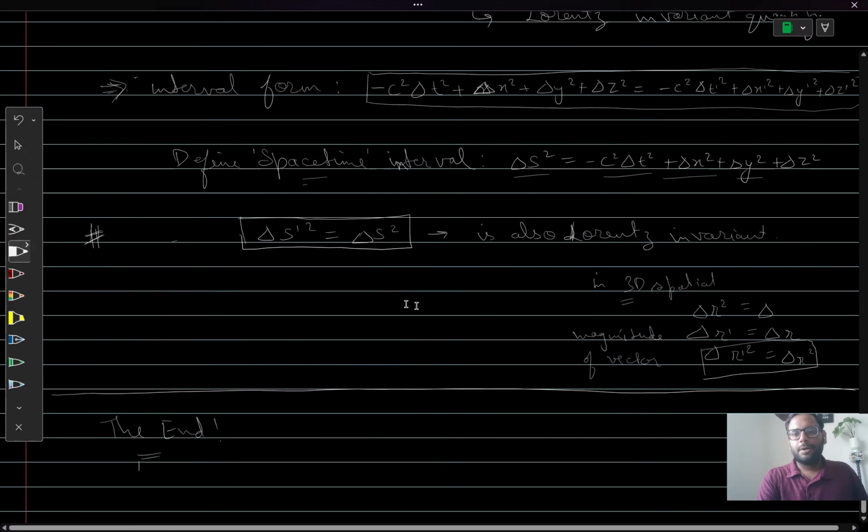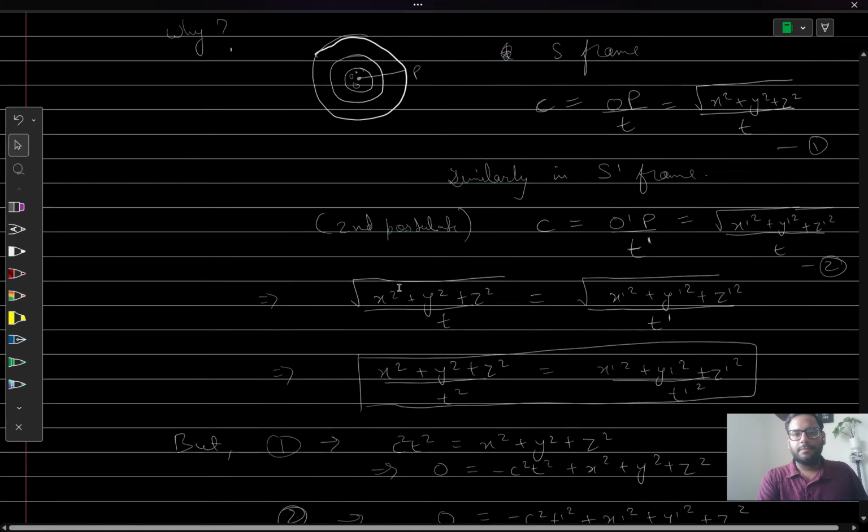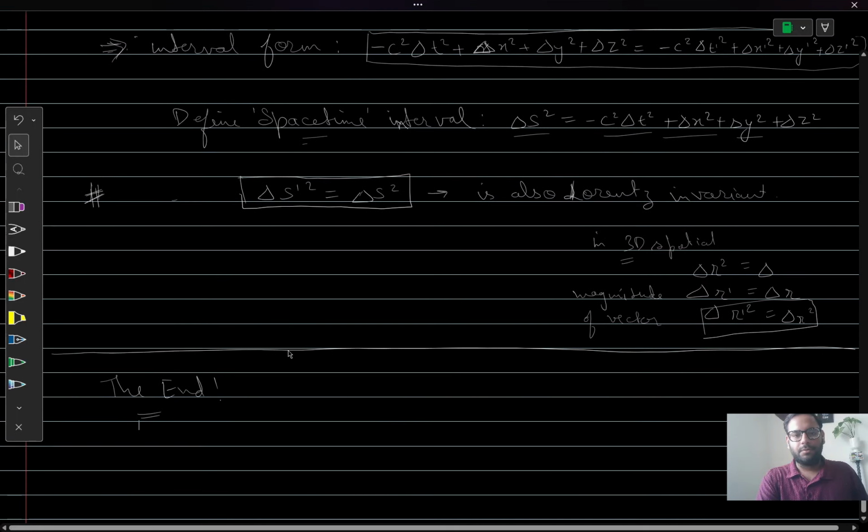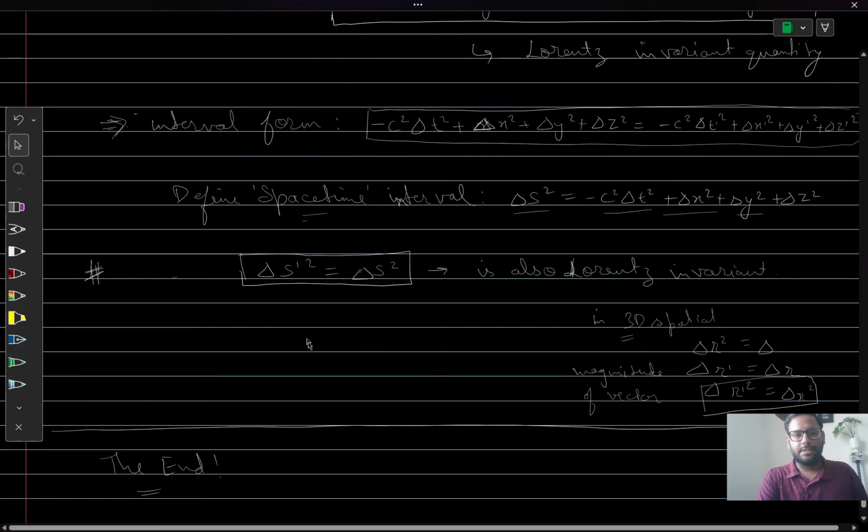It is a very important quantity, the space-time interval. We will see what it is actually giving us about the causal structure of any space-time.